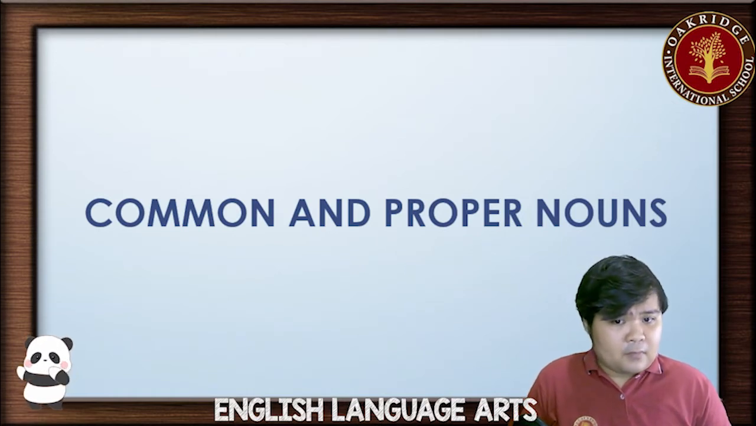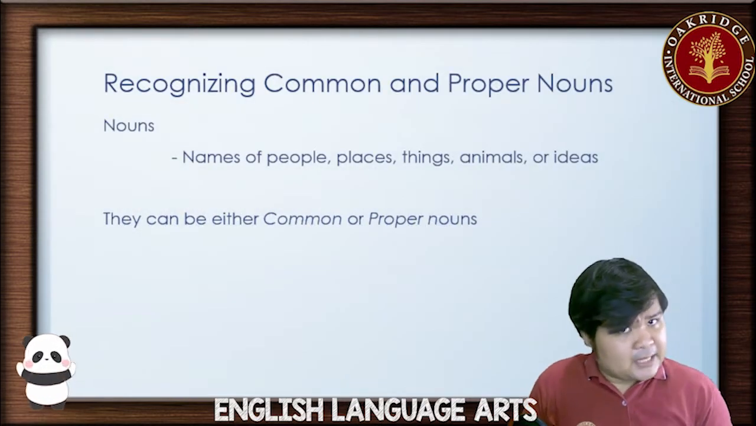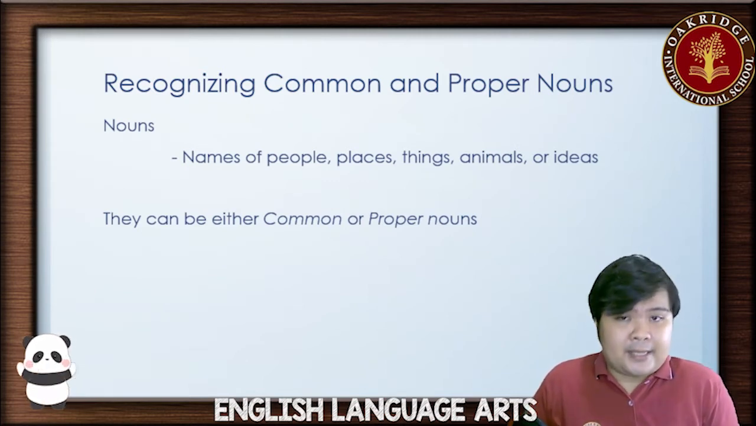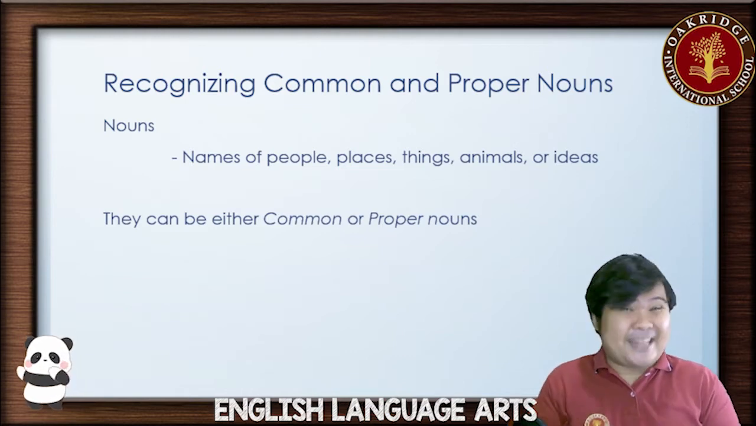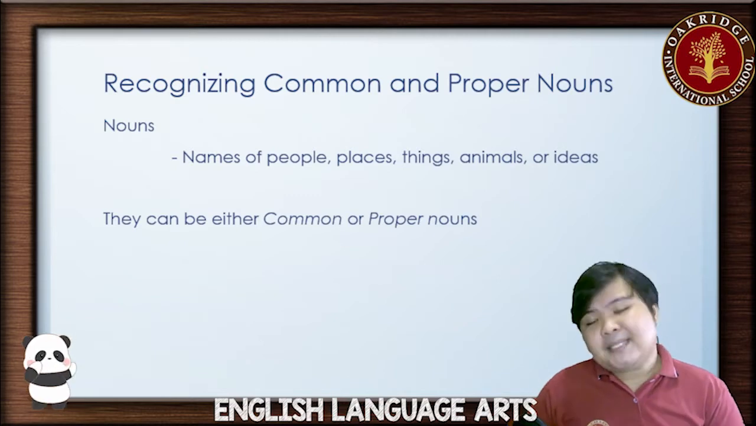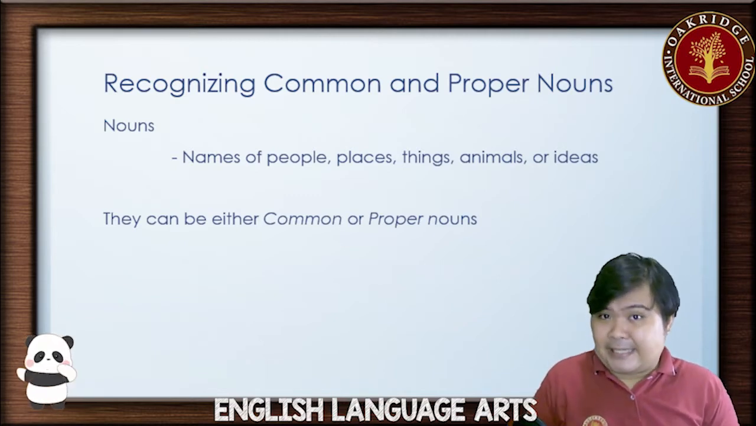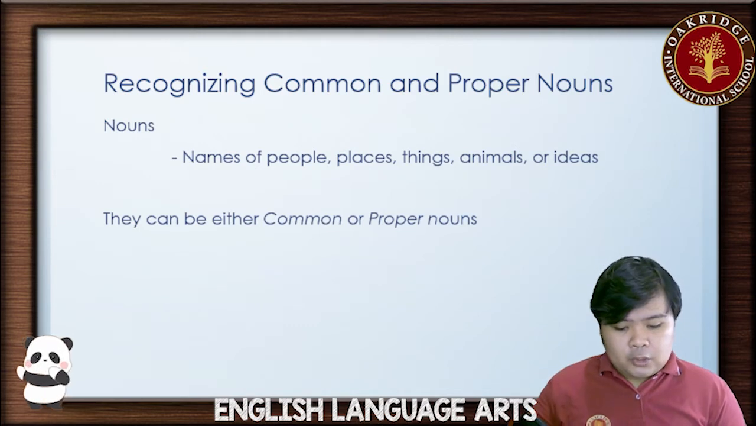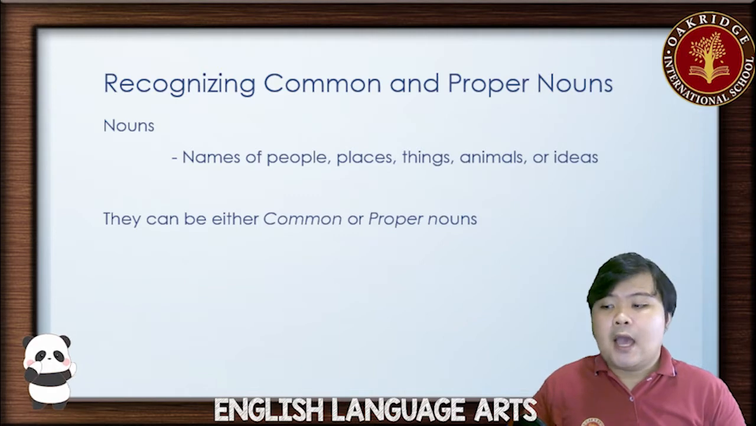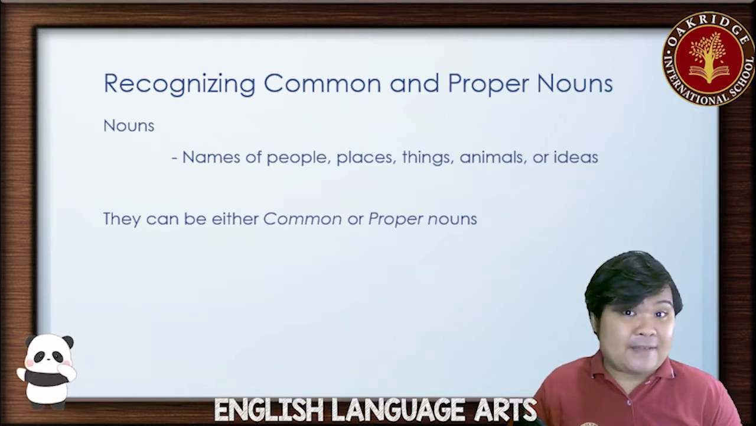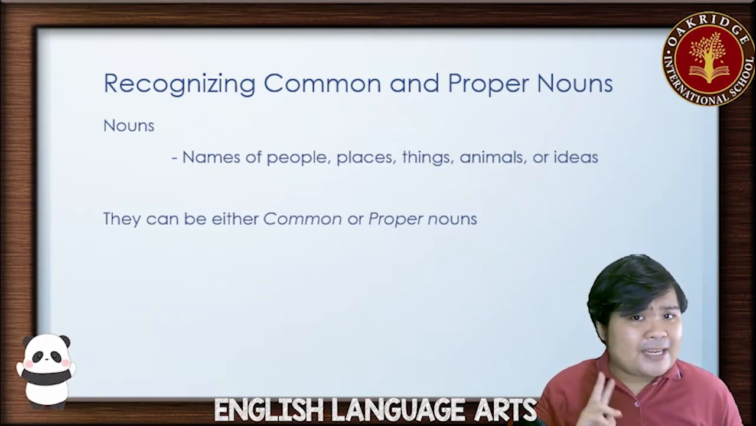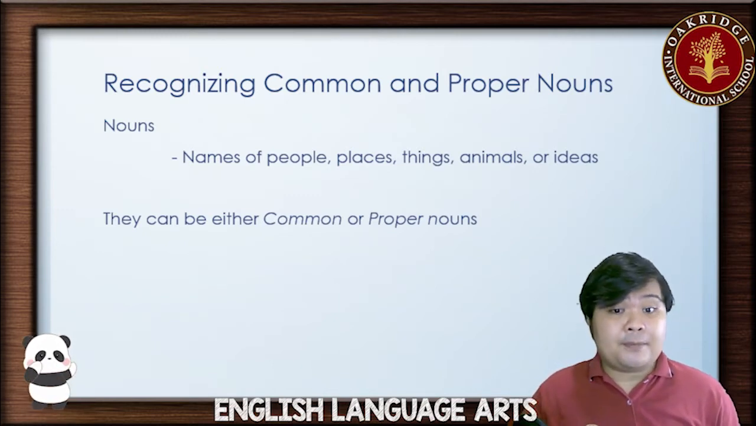Now, what are common and proper nouns? Let's first identify what nouns are. To put it simply, kids, nouns are basically names. Names of people, places, things, animals, or ideas. Basically, if you have a name, that is a noun. So you can keep it as simple as just nouns are names, but you could also be more specific: names of people, places, things, animals, or ideas. Now you have two kinds, the common and the proper nouns.